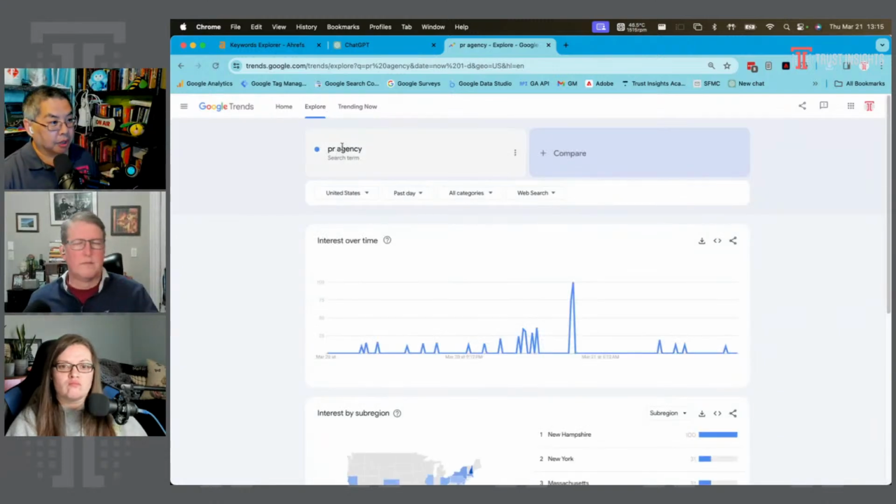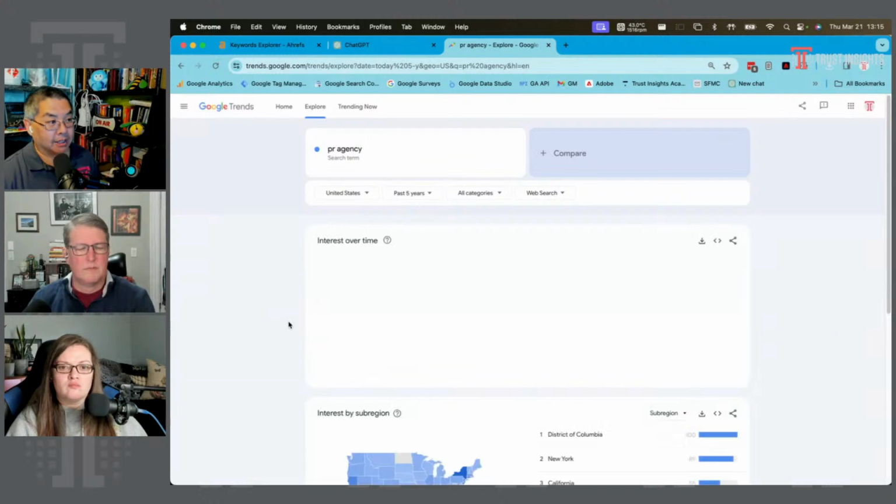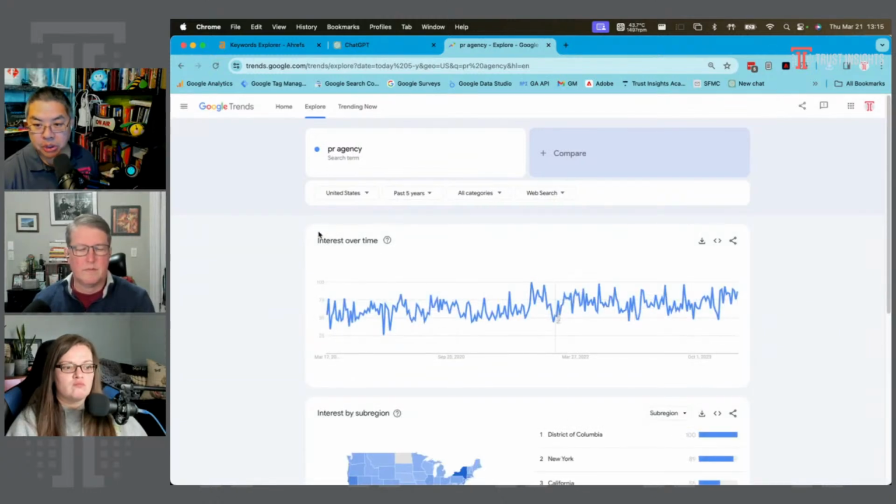In this case, we looked from our keyword tool. We know PR agency is kind of the term. We're going to look at 5 years worth of data, right? So there's what this search term looks like over the last 5 years.